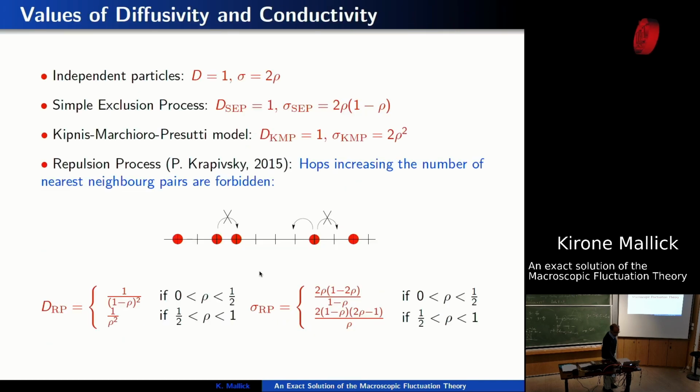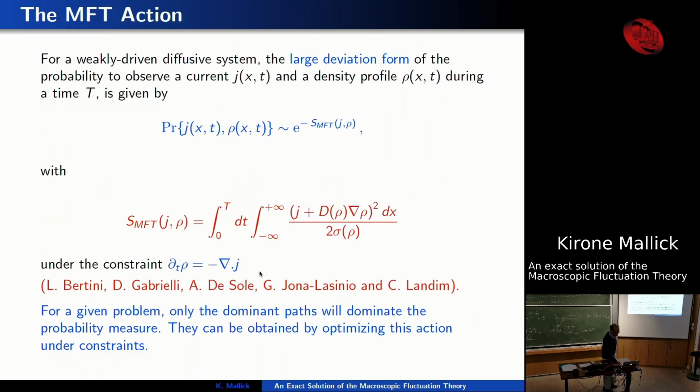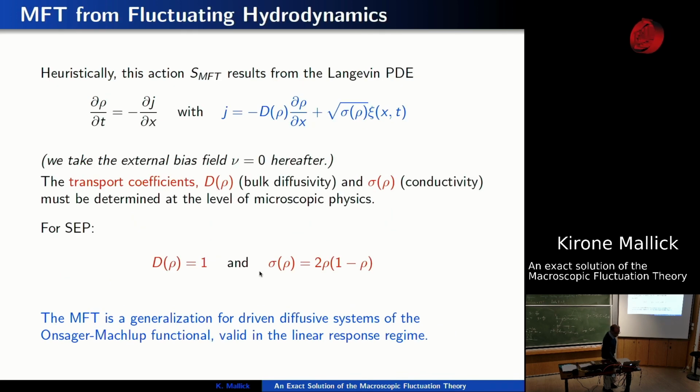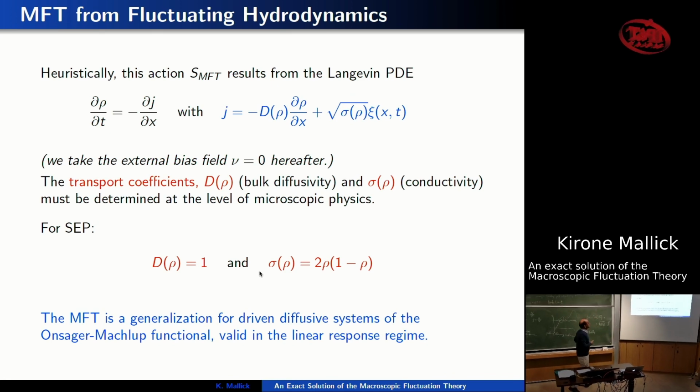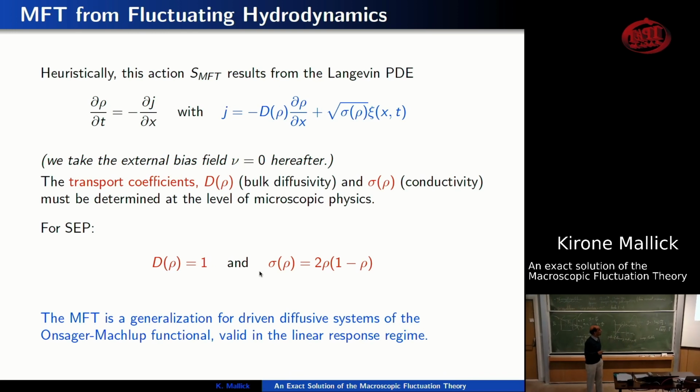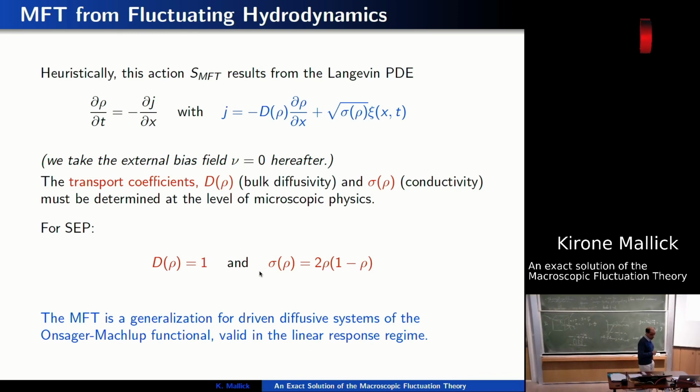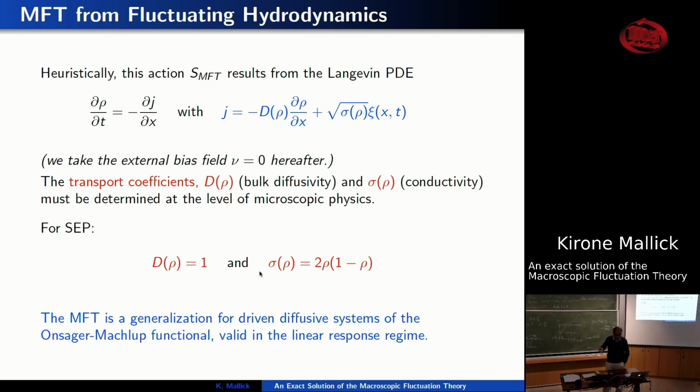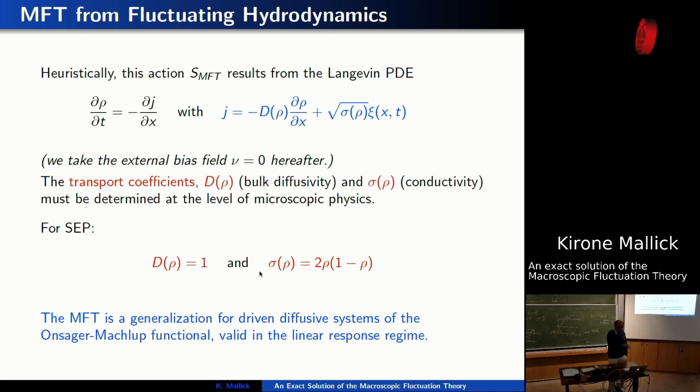It's called the Roman action because all these people are around Jona-Lasinio, who is in Rome, so you end up with the MFT action. Essentially, even if I forget about E, and I add phenomenologically some white noise in space and time to my deterministic hydrodynamic equation, and turn it into a stochastic process, then the Wiener measure associated to that is precisely the MFT.